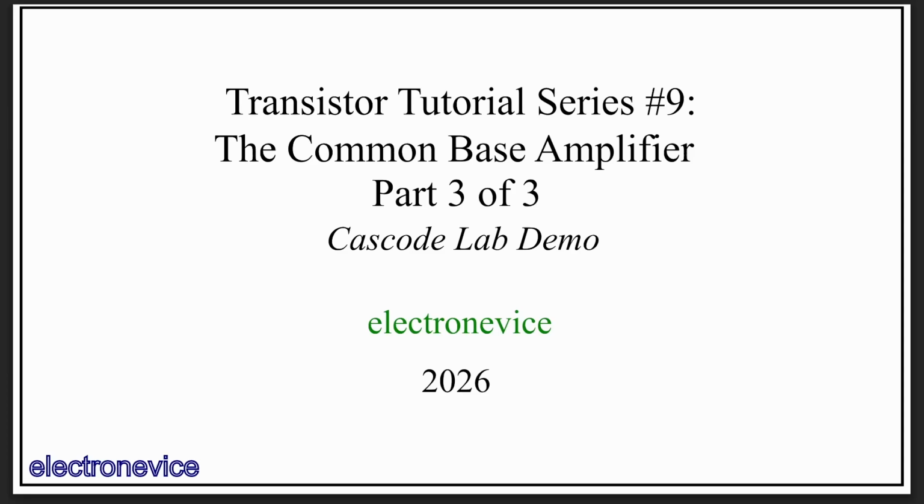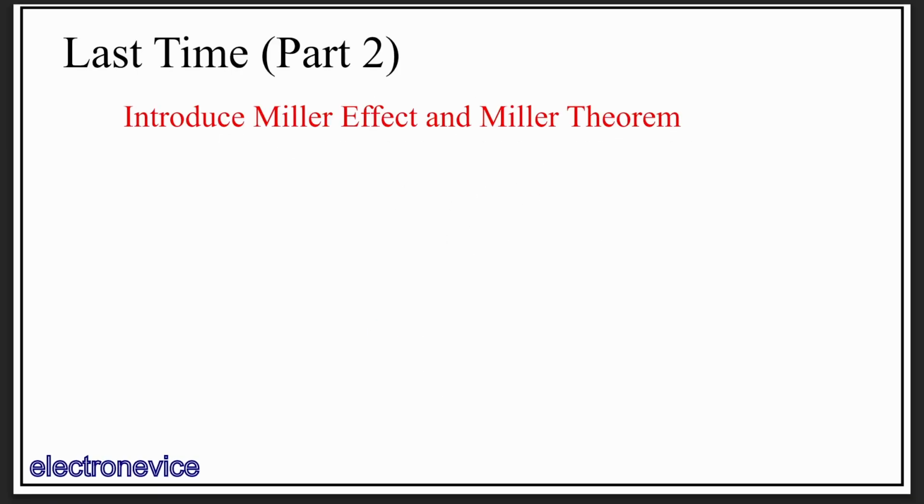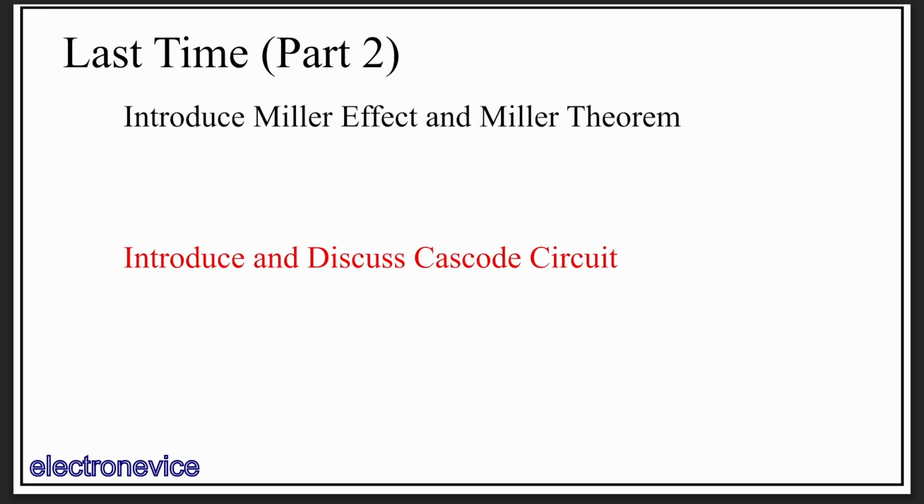Hello everyone. This is the final episode in my Common Base Amplifier miniseries. In the previous episode, we introduced the Miller effect, which is a generally undesirable bandwidth limiting effect that plagues circuits like the common emitter. And we introduced the Miller theorem, which allows us to see this effect mathematically and understand it more intuitively. And we introduced and discussed the Cascode circuit, which is a circuit designed to mitigate the Miller effect.